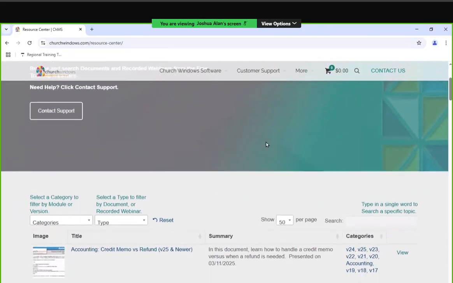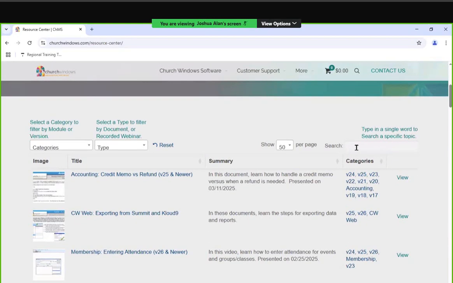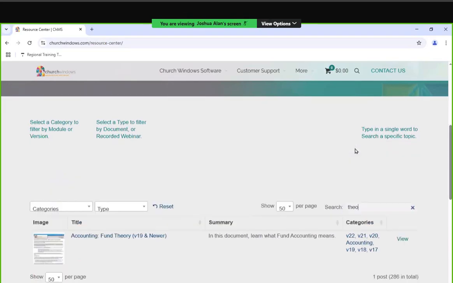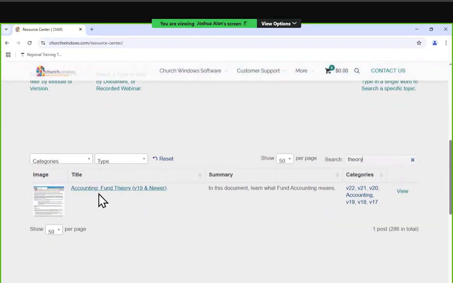So under our resource center, down the right-hand side here, we see the search box, and I'm going to click in there, and I'm going to simply type in the word theory, okay? And down here to the left now, we see accounting fund theory, okay? This is a document that we've had out here for many, many years, that covers and explains what fund accounting is and what it does.